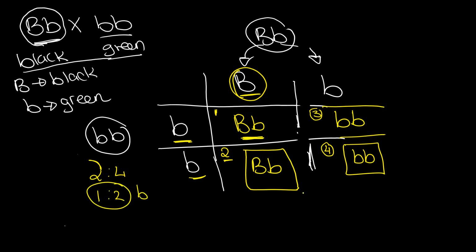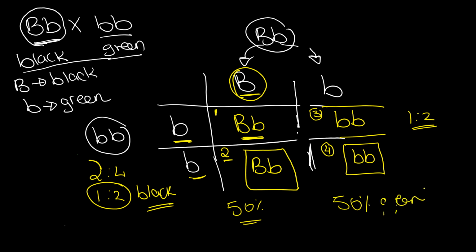And what's the ratio of children having green eyes? 2 to 4, so it's 1 to 2, which is also 1 to 2. Very good. This is the ratio. If they ask you for the probability, it means they want a percentage. So 50% will have black eyes and 50% of the children will have what? Green eyes. Perfect.